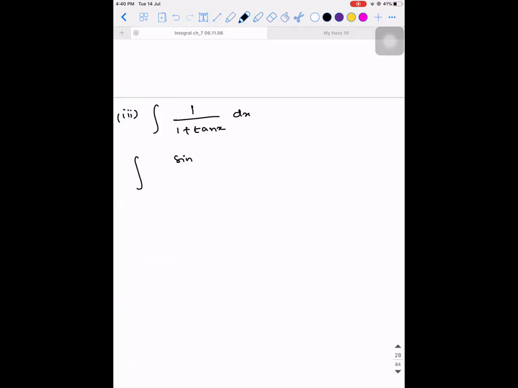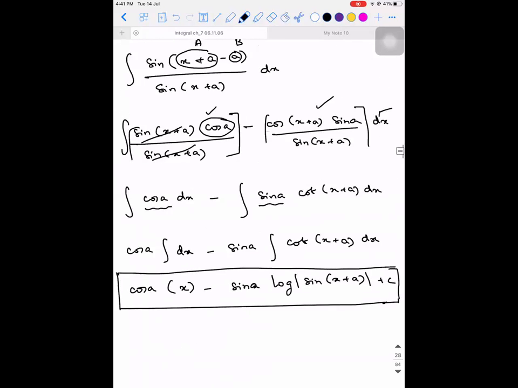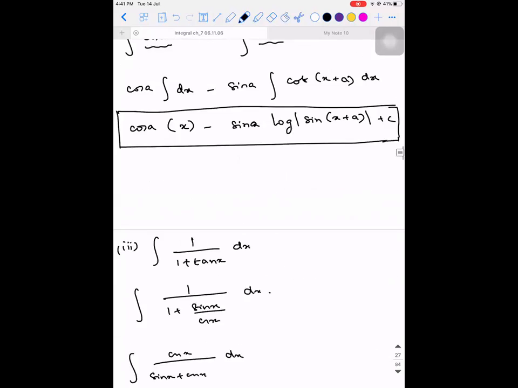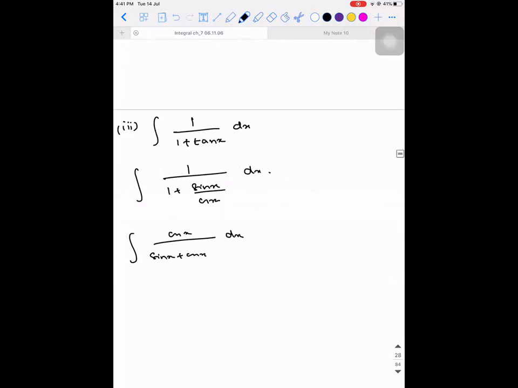See, what I will think is, I got an idea like this: 1 plus sin x divided by cos x into dx, which is the integral of cos x divided by sin x plus cos x into dx. I'm going back to the first method itself. Now, what is the important point I told you in this problem? Whenever you have sin and cos as a combination, especially in the case of integrals, we know that one is the derivative of the other, so we can proceed in that way.